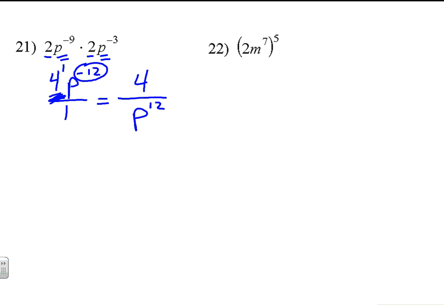All right, if you've been paying attention, you're going to catch this common mistake right away. Here I have 2m to the 7th to the 5th. Here is the common mistake, 2m to the 35th. This 5 affects that 7, but this 5 also affects the sneaky hidden 1. 5 groups of 7, 35, but 5 groups of 1, 5. So 2 to the 5th, m to the 35th. Or can you do 2 to the 5th in your head quickly? That's 2, 4, 8, 16, 32, m to the 35th.